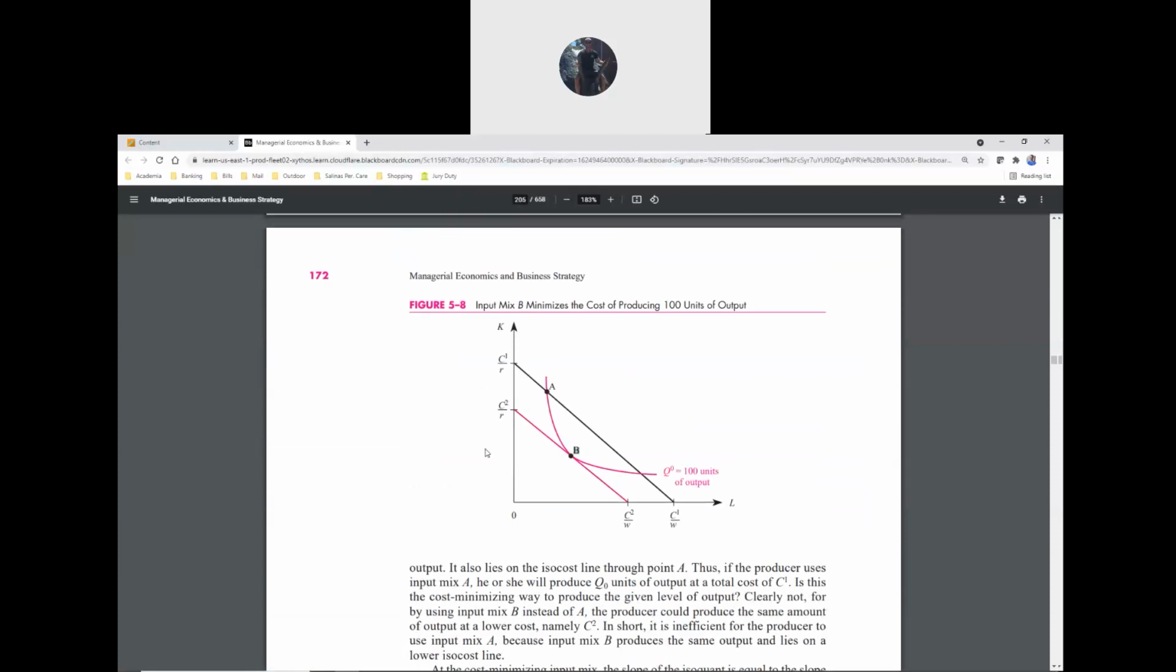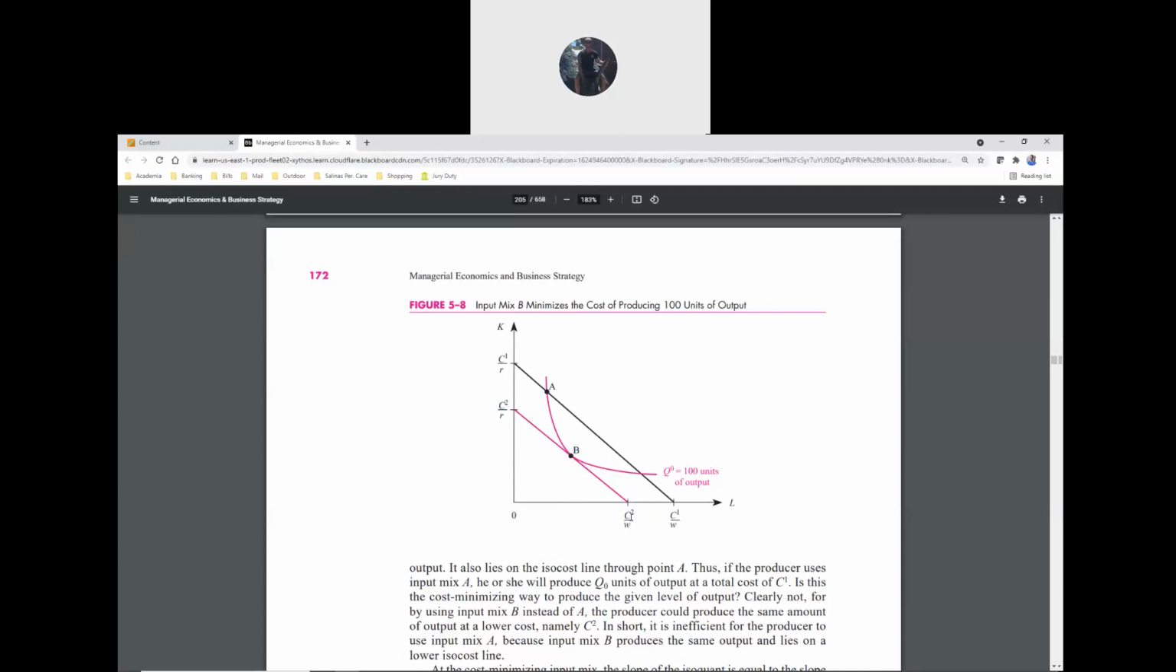So at that point B, the MRTS equals the ratio of the prices, W over R, and that's the point, assuming nothing changes, the firm would use to minimize costs or maximize production. B would be this much capital and this much labor would be the best option to spend this much.